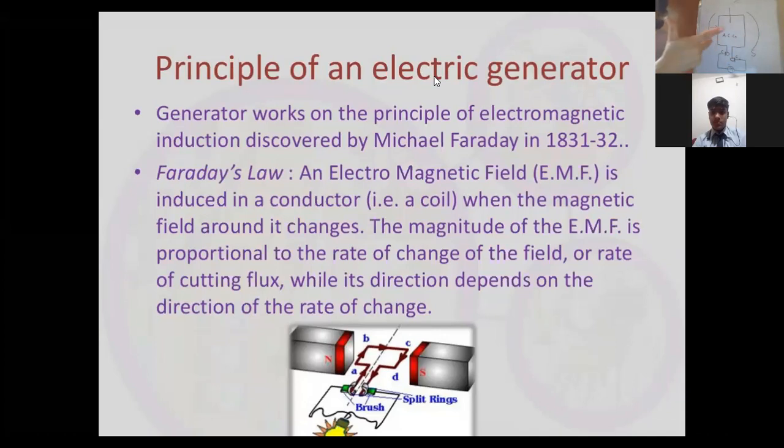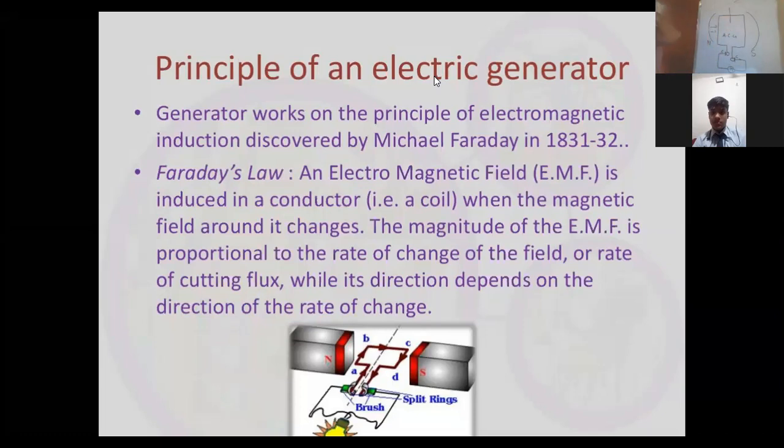In order to find the direction of the induced current, we will use the rule called Fleming's right hand rule, which we have already discussed yesterday. If we keep all three fingers, that is forefinger, middle finger and thumb, perpendicular to each other, then the thumb will point in the direction of the motion of the conductor, the forefinger will point in the direction of the magnetic field, and the direction of the current will be given by the middle finger.